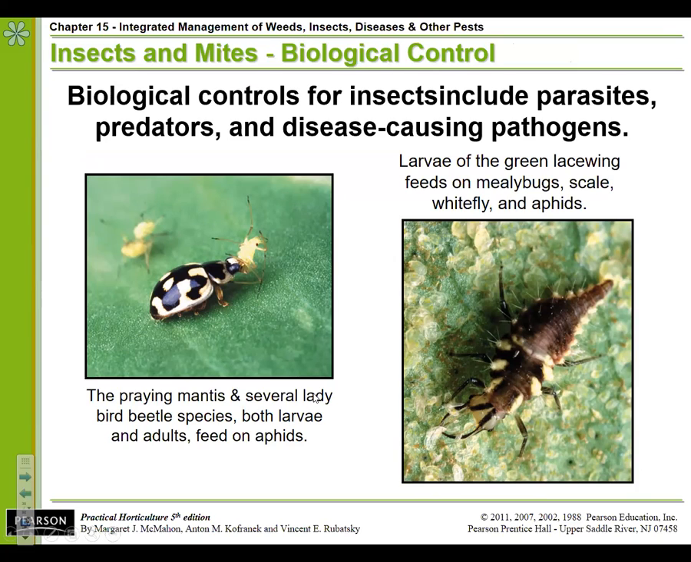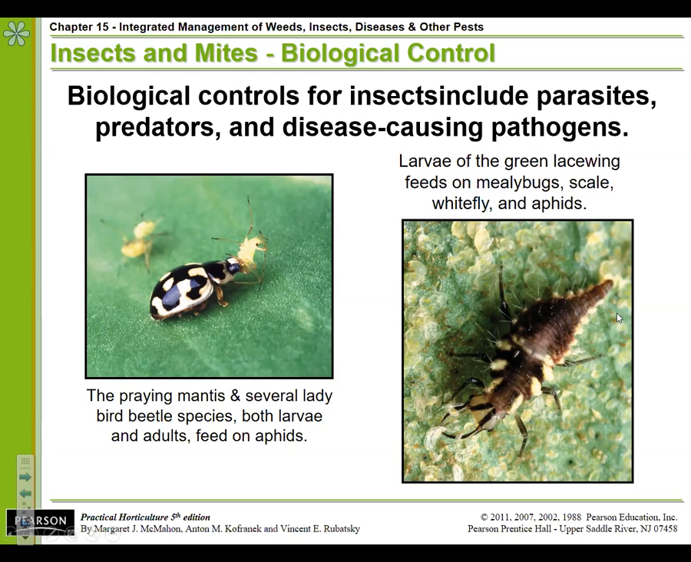So knowing what these beneficial insects look like, I think, is an important thing to examine. For instance, right here on the right, we've got this green lacewing. This is in the larval stage of that insect, where it's able to eat all kinds of small insect pests. And they're voracious feeders. They eat tons and tons of them.